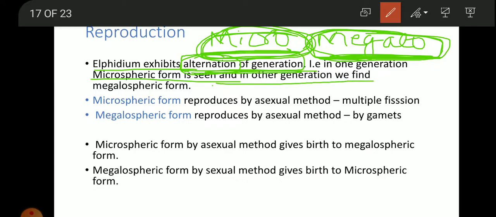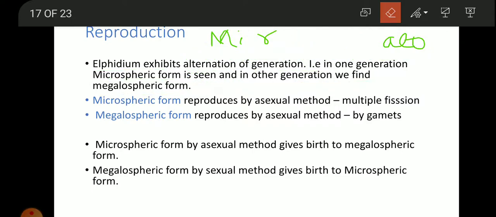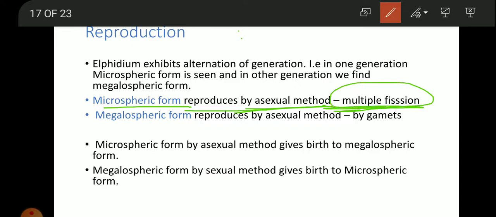The microsporic form is seen in one generation, and in the other generation we find the megalosporic form. The microsporic form reproduces by the asexual method, that is by multiple fission. And the megalosporic form reproduces by the sexual method only. It is not by asexual, it is by the sexual method, by producing gametes. So wherever the megalosporic form comes, it is by the sexual method.